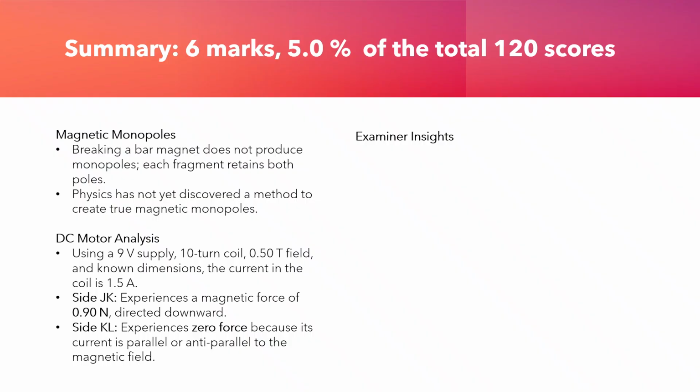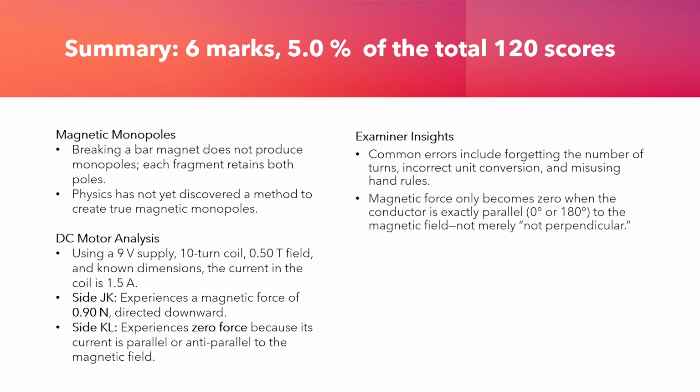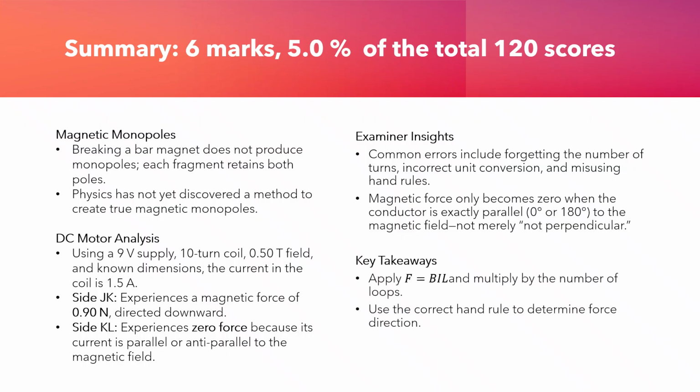Examiner insights. Common errors include forgetting the number of turns, incorrect unit conversion, and misusing hand rules. Magnetic force only becomes 0 when the conductor is exactly parallel, 0 degrees, or 180 degrees, to the magnetic field, not merely not perpendicular. Key takeaways. Apply F equals NBIL and multiply by the number of loops. Use the correct hand rule to determine force direction. A conductor in a magnetic field experiences force except when perfectly aligned with the field lines.